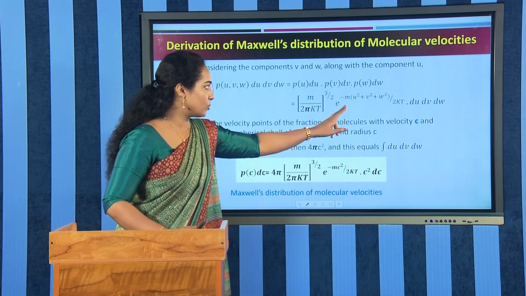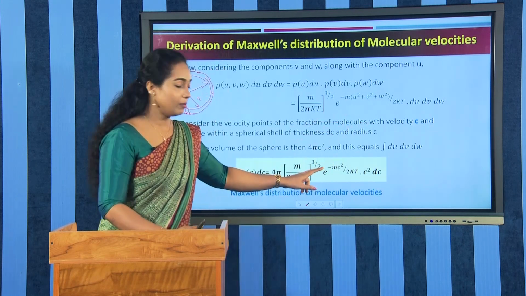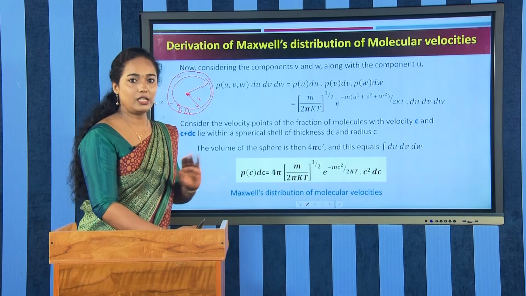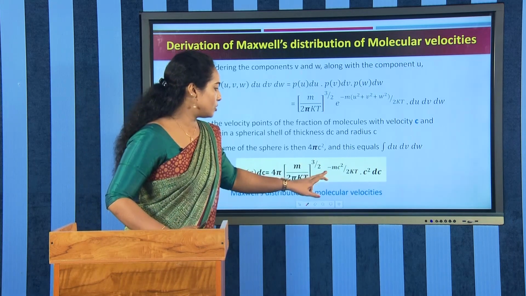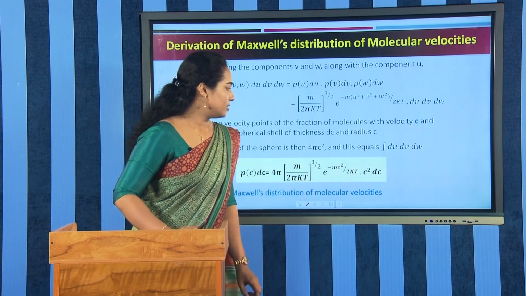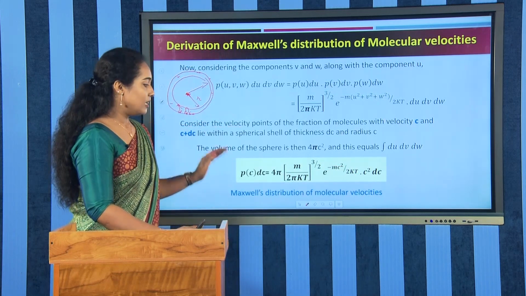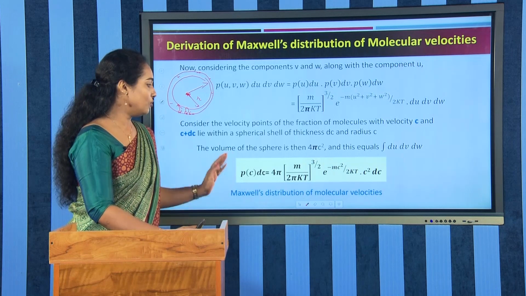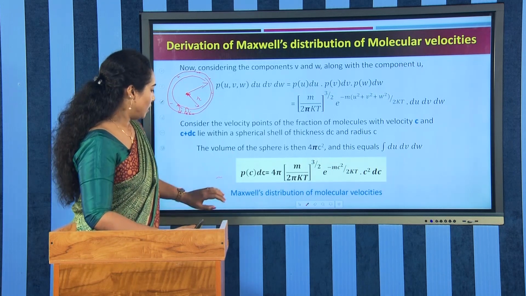I have replaced u square, v square, w square with c square because we are now considering the velocity in all the 3 dimensions. Okay. So, it is e raised to minus mc square divided by 2 kT into c square dc, and this is the Maxwell distribution of molecular velocities. Okay.